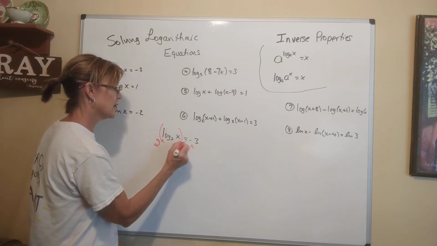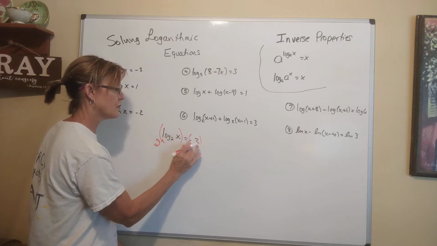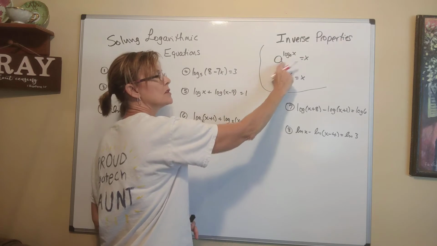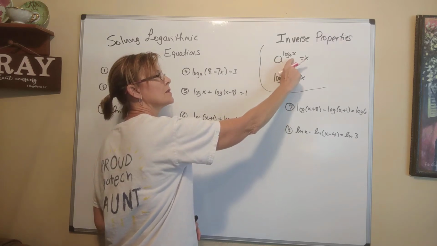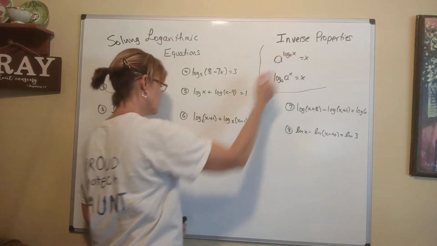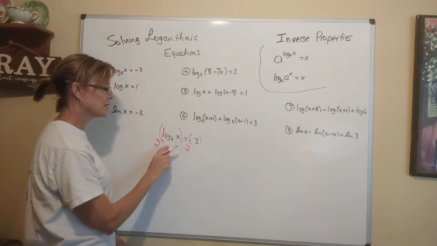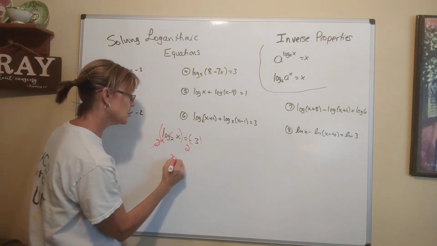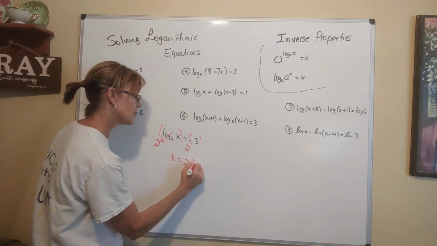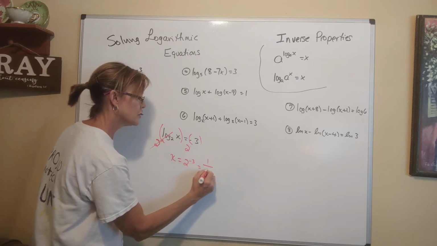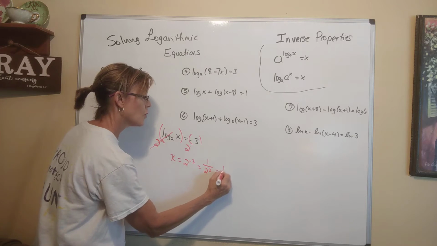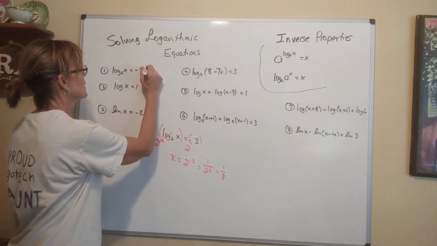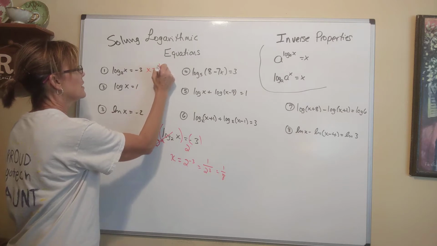And this is what is wacky. People maybe have never seen this before: 2 to the this equals 2 to the that. Then I have 2 raised to the log base 2 of x, and these are undoing each other. I simply get x is equal to 2 to the -3, or 1 over 2 cubed, or 1 over 8. So x is 1 over 8 for that one.